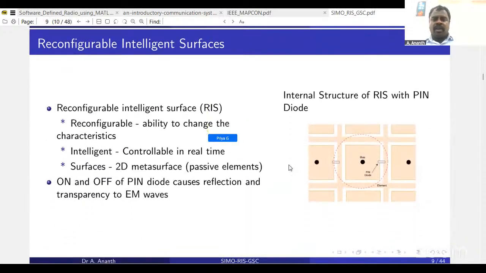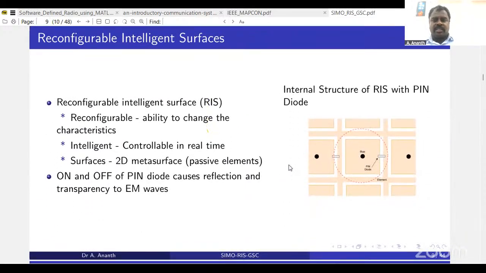Okay, so coming to Reconfigurable Intelligent Surface. It is an artificially made surface which has the ability to change the nature of the electromagnetic radiations or waves that are impinging on that surface. So that's what the reconfigurable intelligent surface is.